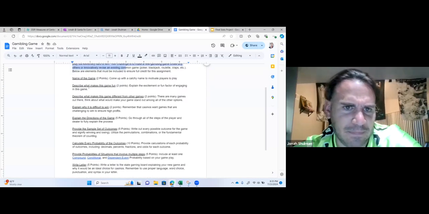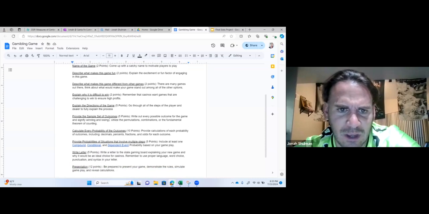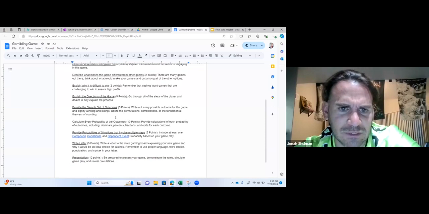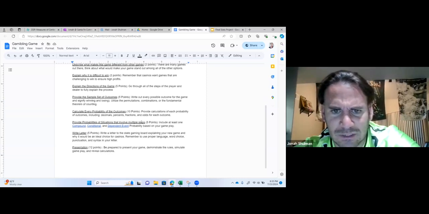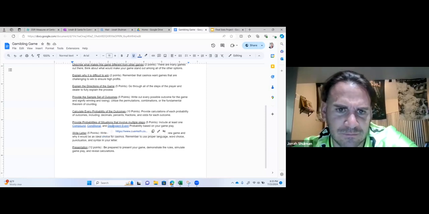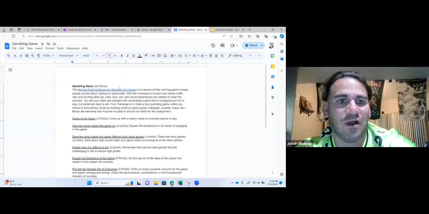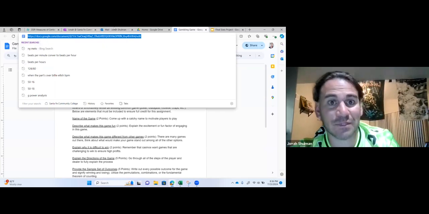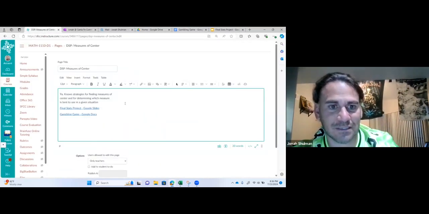They had to name the game, describe what makes it fun, describe what makes it different from other games, explain why it's difficult to win, explain the directions of the game, provide a sample set of outcomes, calculate every probable outcome, and provide the probabilities for situations that involve multiple steps. So they had to do compound, conditional, or dependent probabilities. Then they had to write a letter, and then do a whole presentation for it. So the gambling game was fun. If you think gambling is bad, you don't have to do it, obviously, but that's the gambling game.